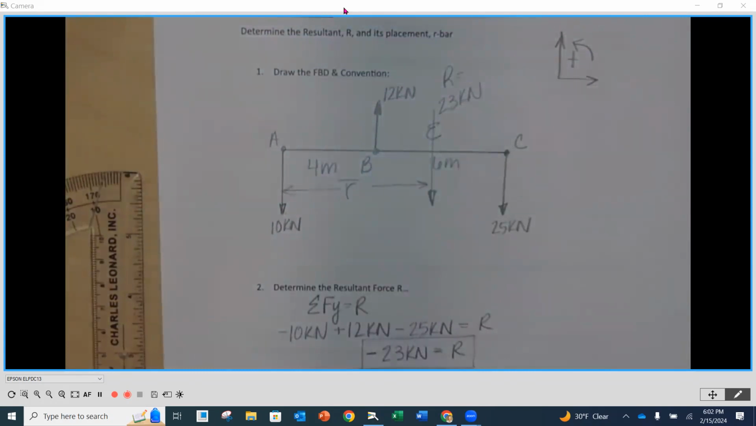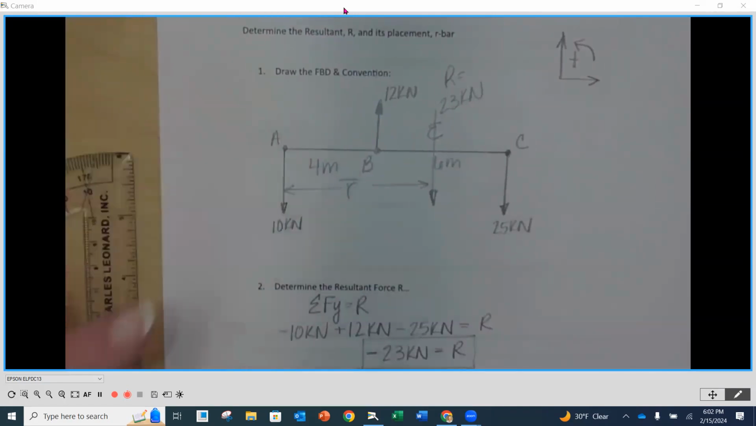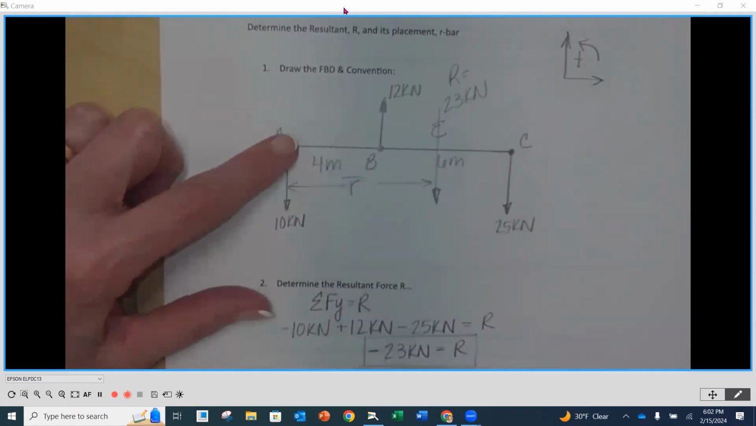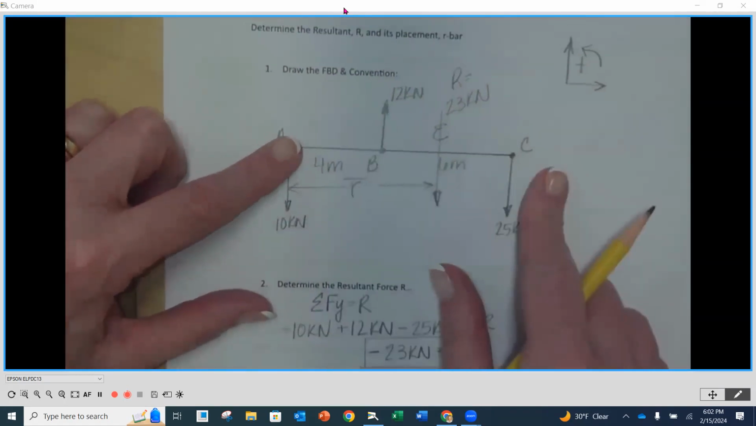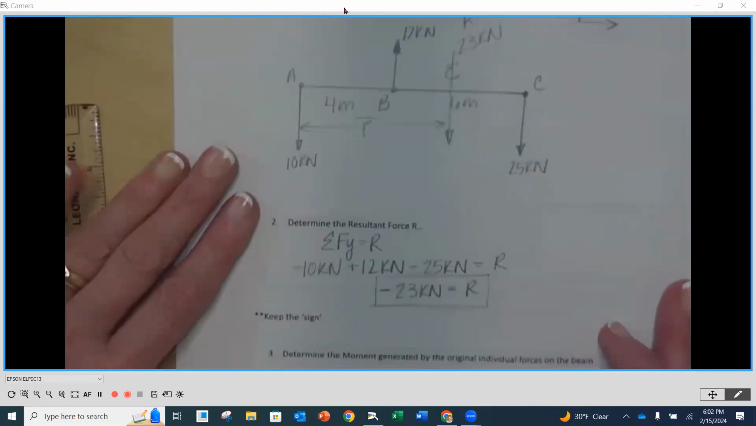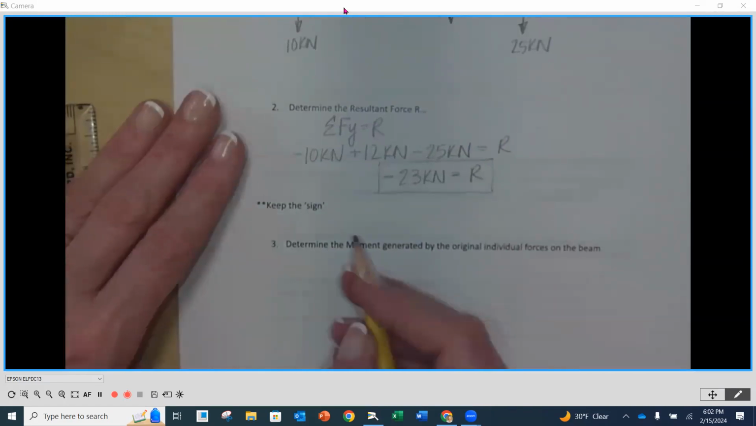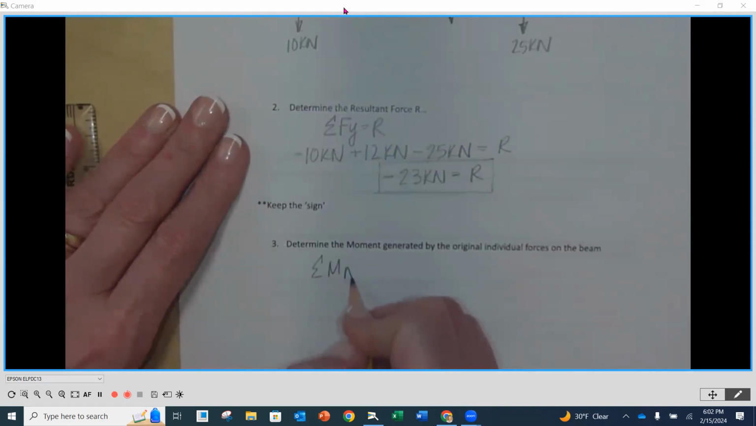So to do that, to have the same net effect on the body, we need to determine the moment that the individual forces cause so that this has that same effect. Now, we get to pick the point that we want to sum around, okay? And I'm simply going to pick point A. Now, even though that force is going through there, that's okay, all right? Because from point A, we still have two other forces, and we're going to determine the moment caused by those two individual forces. And then we're going to use that to find our R bar. So determine the moment generated by the original forces. So we're going to sum our moment around point A.